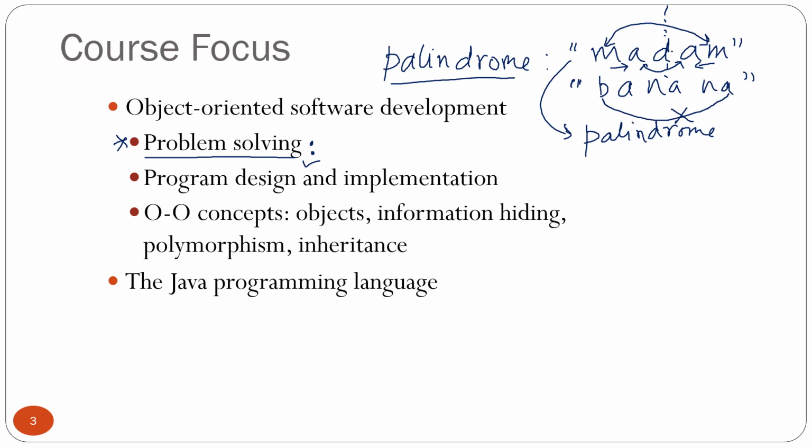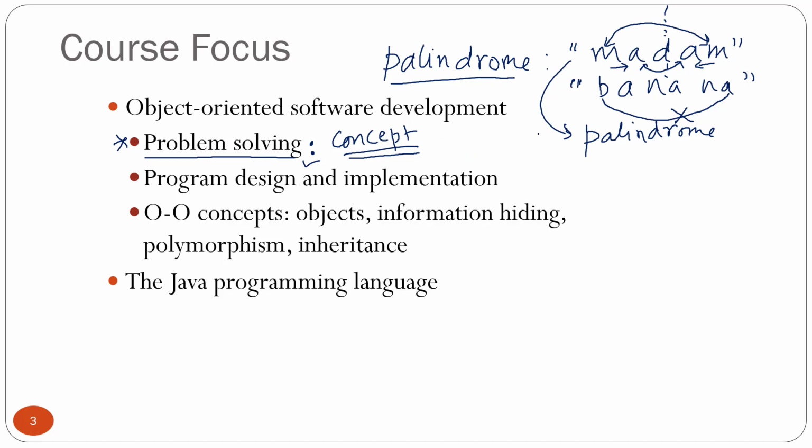And when we reach the middle, if we found every corresponding character matching, then we have a palindrome, otherwise we don't. So that is the problem solving. That means coming up with the concept. Problem solving means coming up with the concept that will help us in solving the problem.